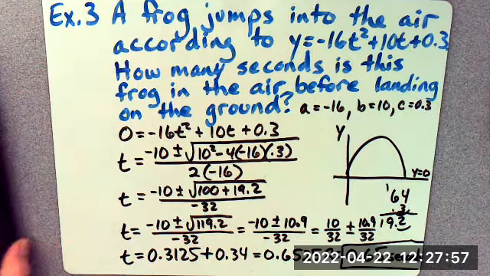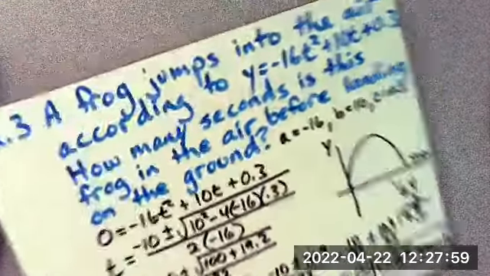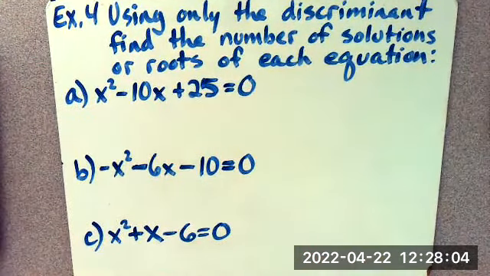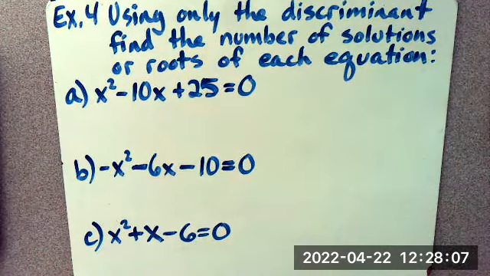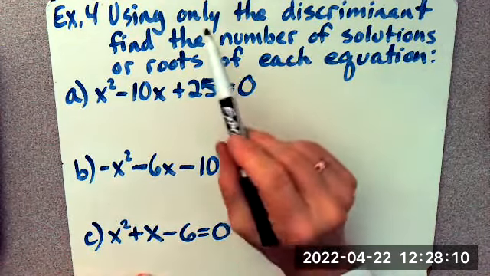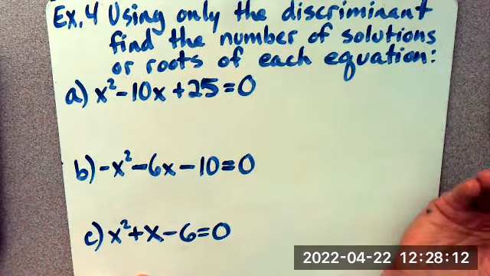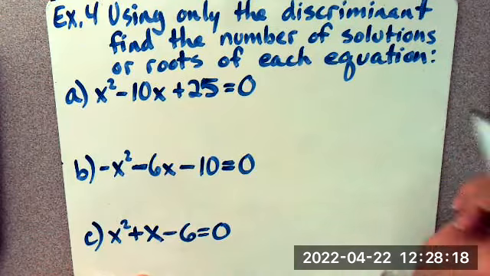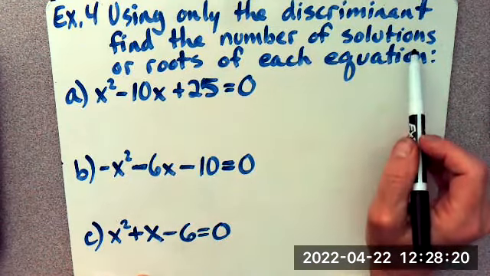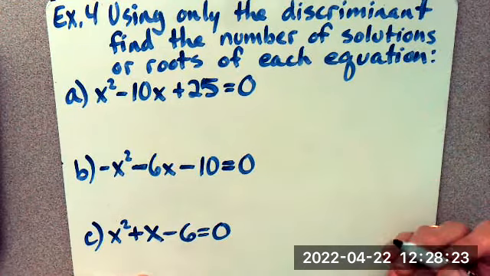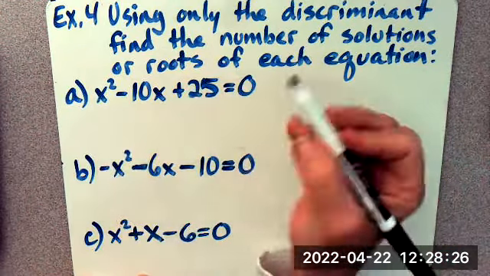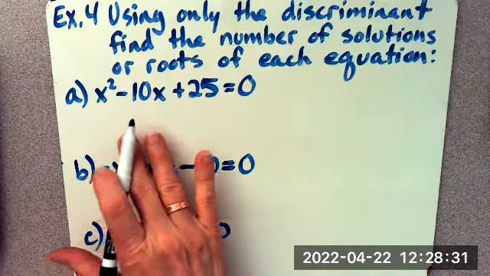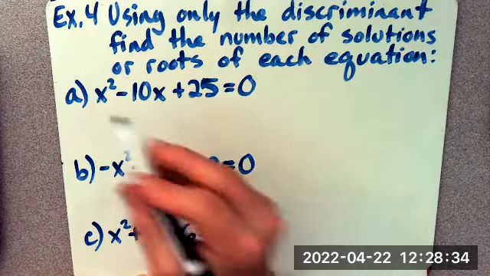All right, so let's go ahead and look at the next problem. So we're only going to use the discriminant to find this. So how many solutions or roots, again, are the same thing as solutions. Roots are where it hits the x-axis. Okay, so that's why we set it to 0, because y is 0 when the parabola hits the x-axis.